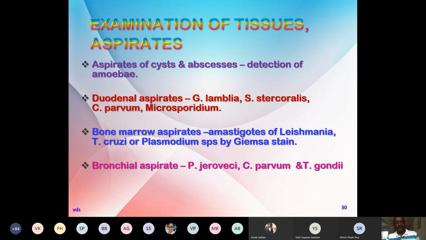Bone marrow aspirate for the detection of amastigote forms, that is LD bodies of Leishmania, Trypanosoma cruzi, or Plasmodium species. They are stained by Giemsa staining. Bronchial aspirate is done for detection of Pneumocystis jirovecii, Cryptosporidium parvum, and Toxoplasma gondii.